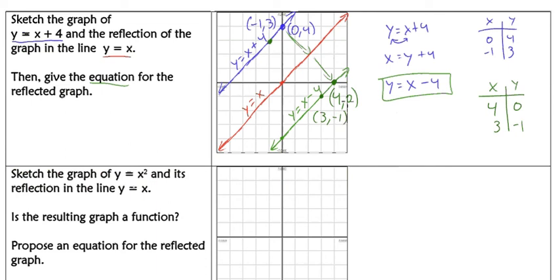All right, so that is reflecting the line across y equals x. And again, this is how you would find the inverse. Now, the inverse may not always be a function, but graphically, here's how you would go about that.